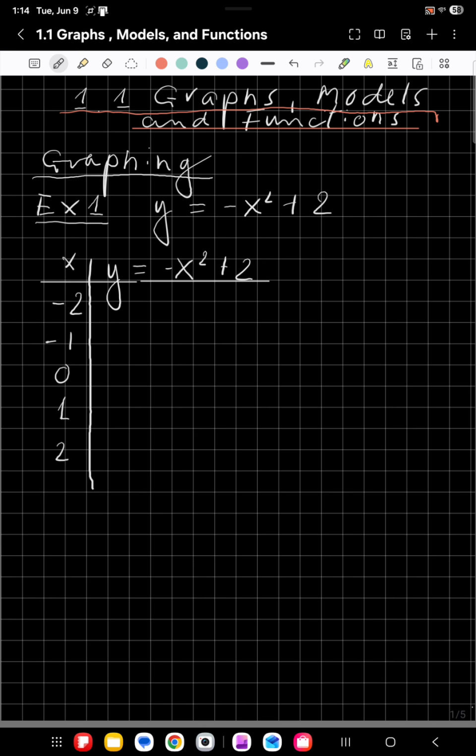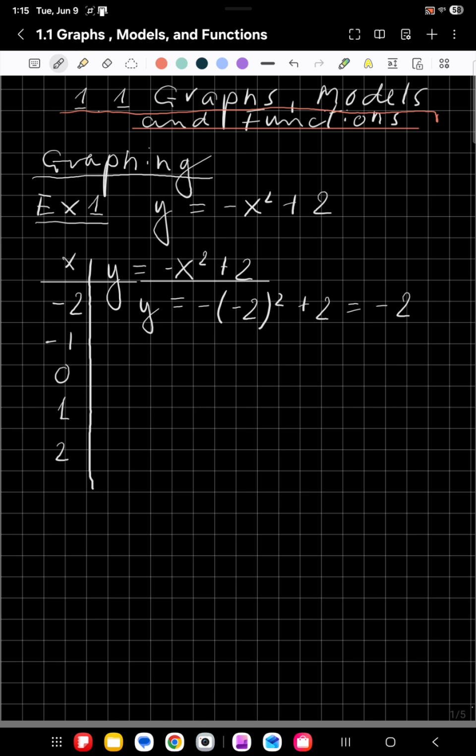Okay, so we have negative x squared plus 2. So we take that negative 2 and we plug it in. Maybe I'll do the first one. All right, so y equals, there's that negative that sits in front of the x. Then I'm plugging in that negative 2, squaring it, and then adding 2 at the end. So negative 2 times negative 2 is 4, negative 4 plus 2, negative 2. So that's our first point, negative 2, negative 2. And then we do the same thing with the rest of those x's.